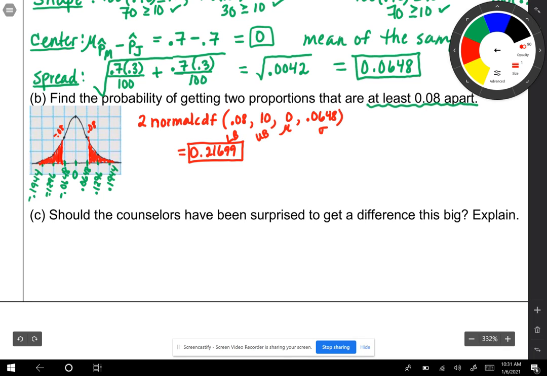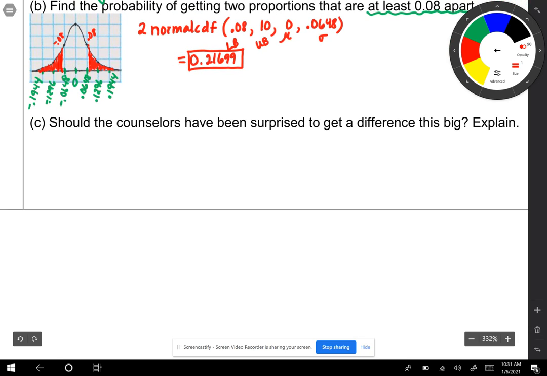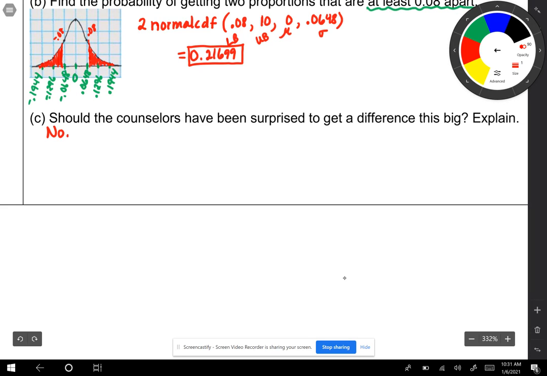So should the counselors have been surprised to get a difference this big? Explain. No. There is a 21.7% chance of getting a difference of 0.08 or greater in the two proportions.